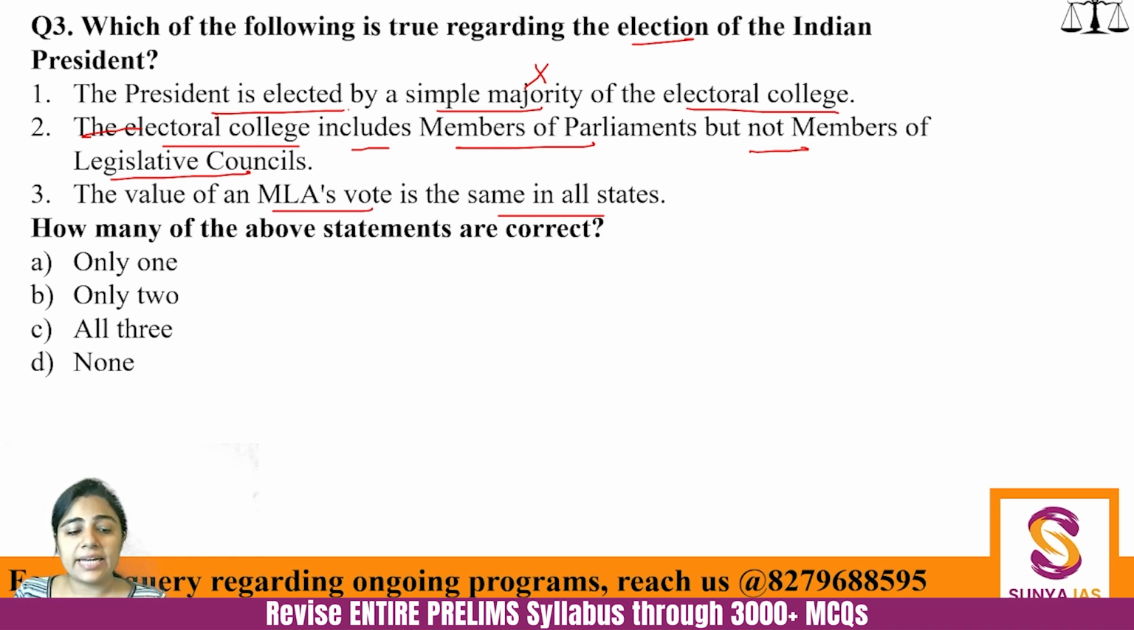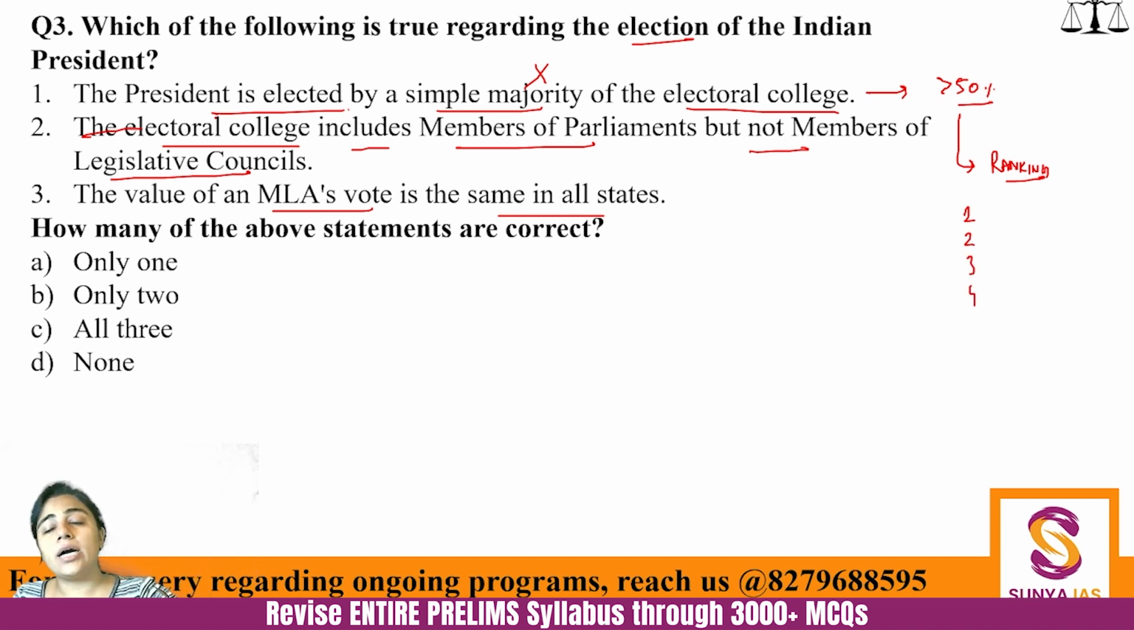Ultimately, the person who is elected president has to have more than 50% of the votes, and that is why there is ranking. It's not that in the presidential election every MP and MLA will just choose one candidate. It's not like that. You rank the people according to your preference: you give 1 rank, 2 rank, 3 rank. I want these people to be elected as the president.